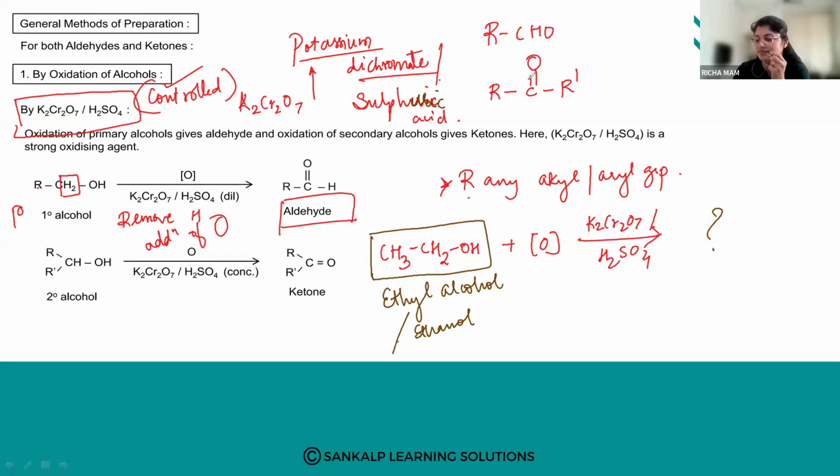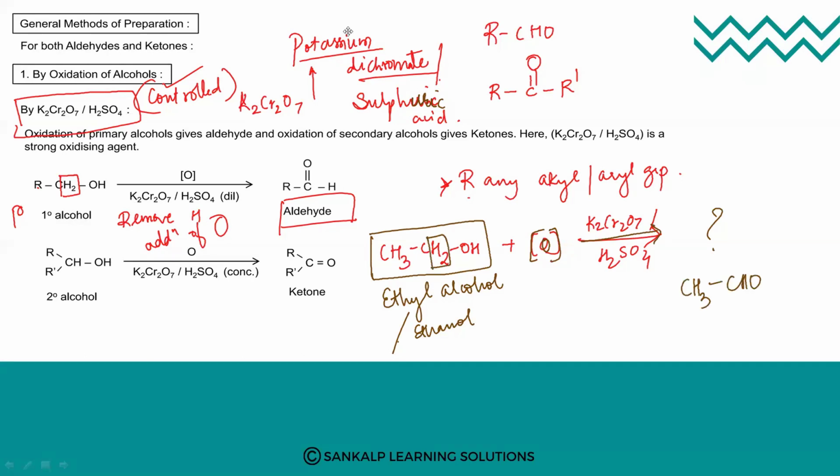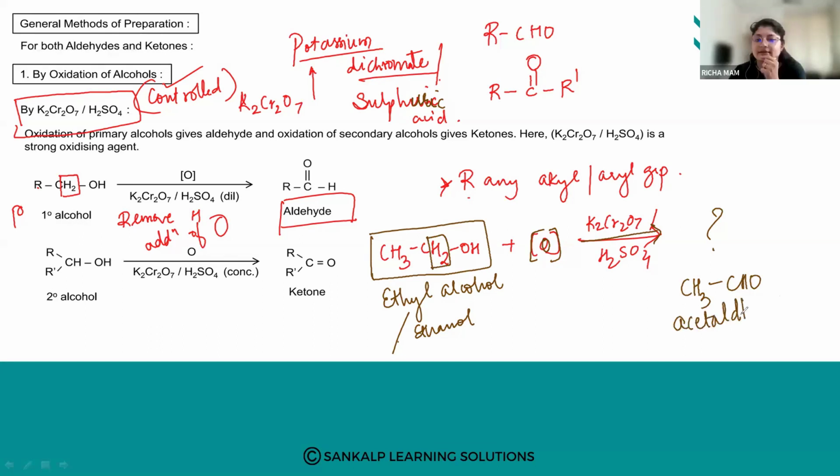So ethyl alcohol, and if you treat it with K2Cr2O7 in the presence of H2SO4, which is a good oxidizing agent, what we have seen is that there will be removal of hydrogen. So what will be the product? CH3CHO, right? What is the name? It is acetaldehyde, plus H2O.